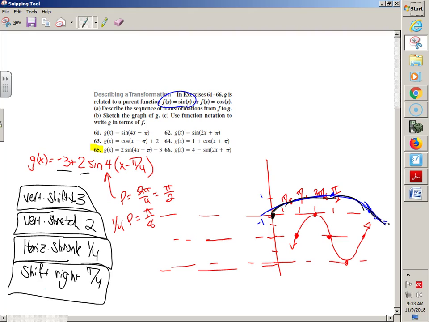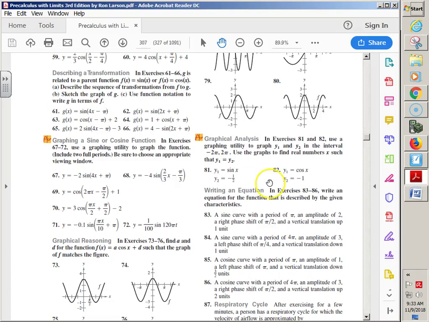Kyle. If it would have been a 1/4, it would have been a horizontal stretch, right? The 4. Yes, 1/4 would have been a horizontal stretch. I think I moved my axis to the wrong place, but that's the right idea. Things started disappearing, which was confusing. And the last one was number 85.